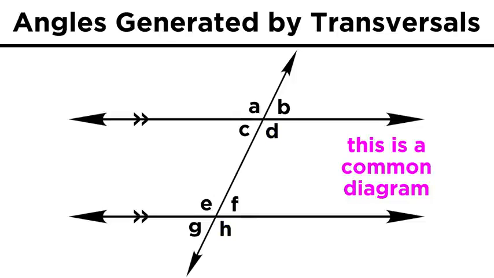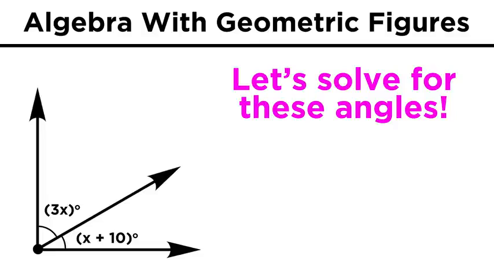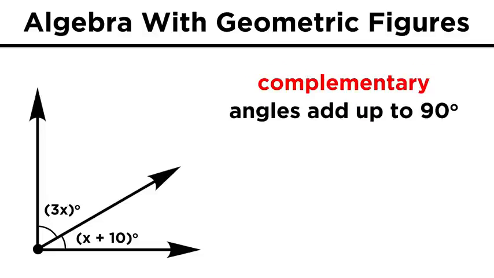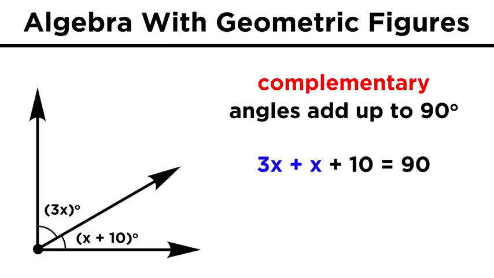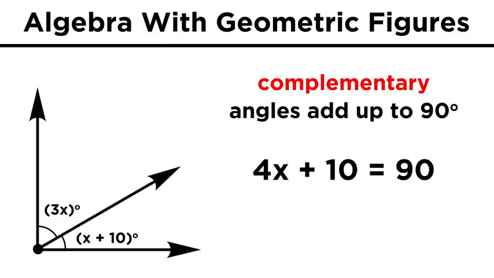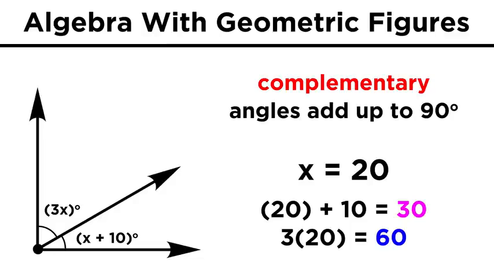We will see diagrams like this quite a lot in geometry, and we may even have to do algebra with them. Like if we set these complementary angles equal to 3x and x plus 10. How do we find the measure of these angles? We just use the definition of complementary angles. They must add up to 90 degrees, so we make an equation, combine like terms to get 4x plus 10 equals 90, subtract 10, and divide by 4, which gives us 20 degrees for x. Plugging in 20, that makes the angles 30 and 60 degrees.